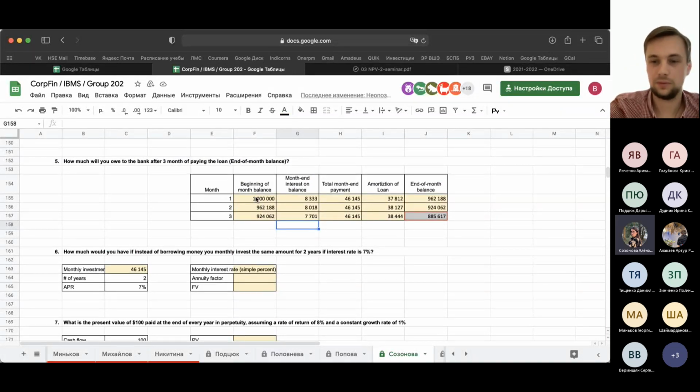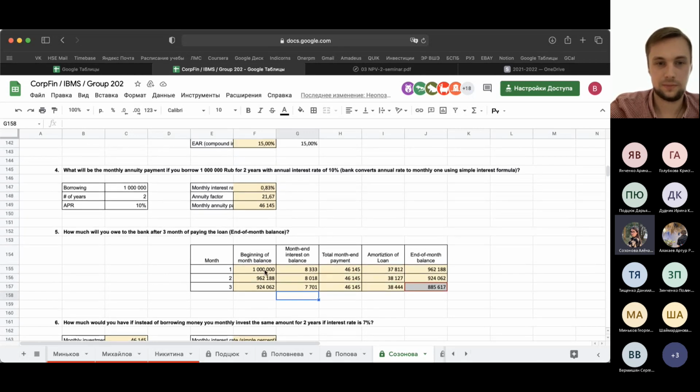Okay. So they understood we should take the data from the previous exercise? Yeah, of course. So firstly we calculate the month-end interest on balance. We just take our beginning balance and multiply it by the monthly interest rate. And the whole column is the same.